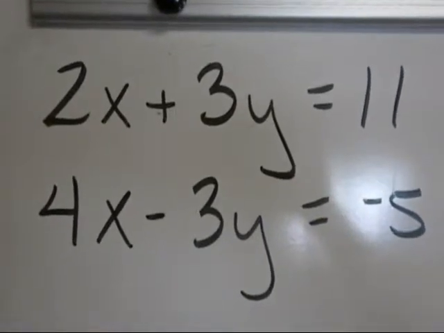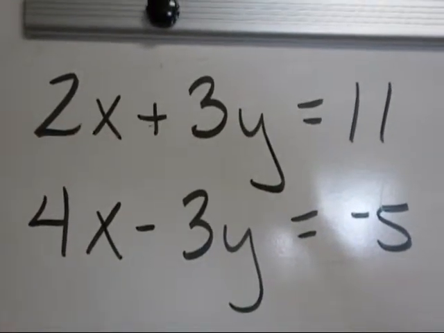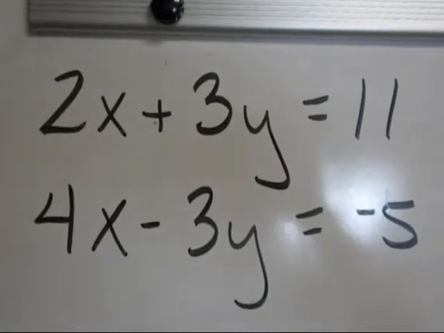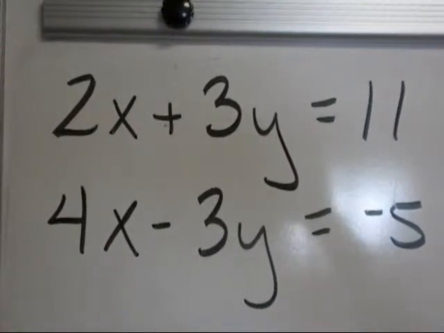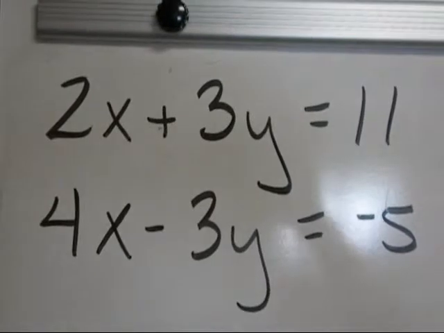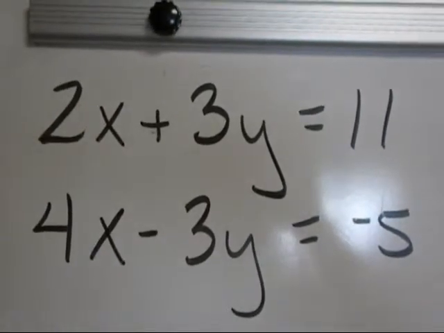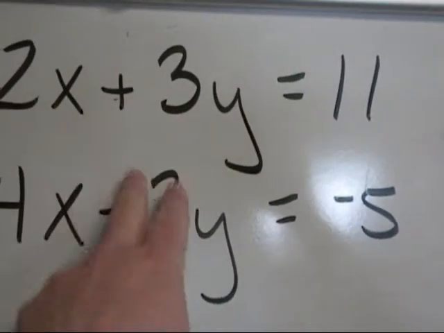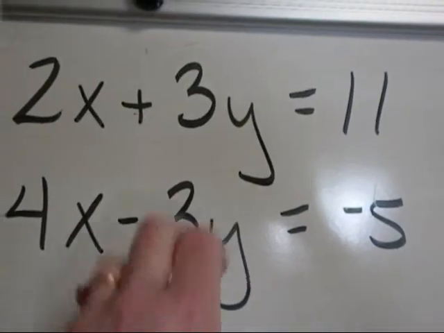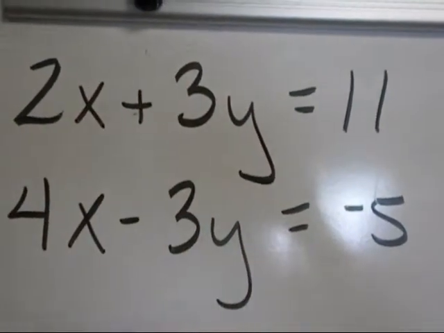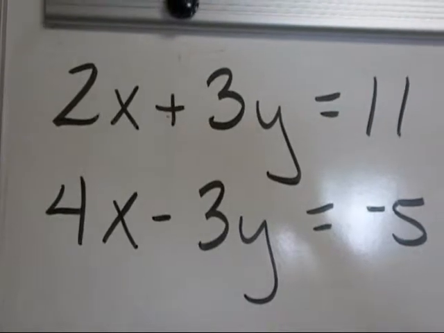This is a set of examples for solving simultaneous equations. When I look at this set of equations, I notice that it is perfectly set up to do the addition or elimination method. The reason why I notice this is I have a positive 3y and a negative 3y, and if I add those two equations together, my y values will cancel out.